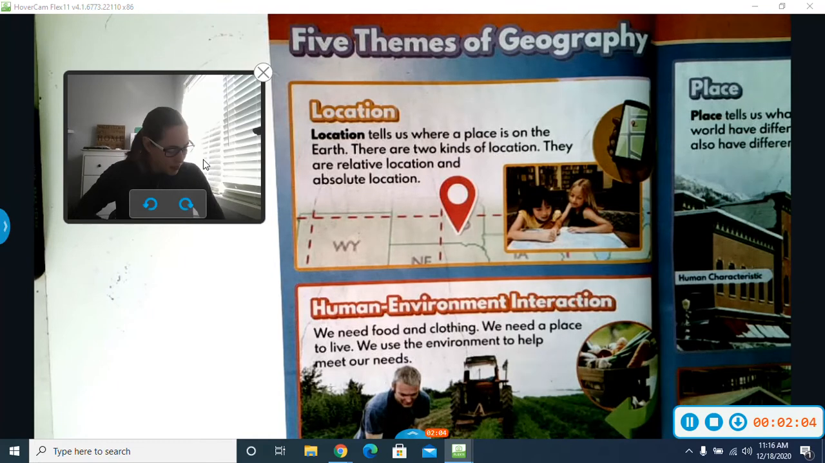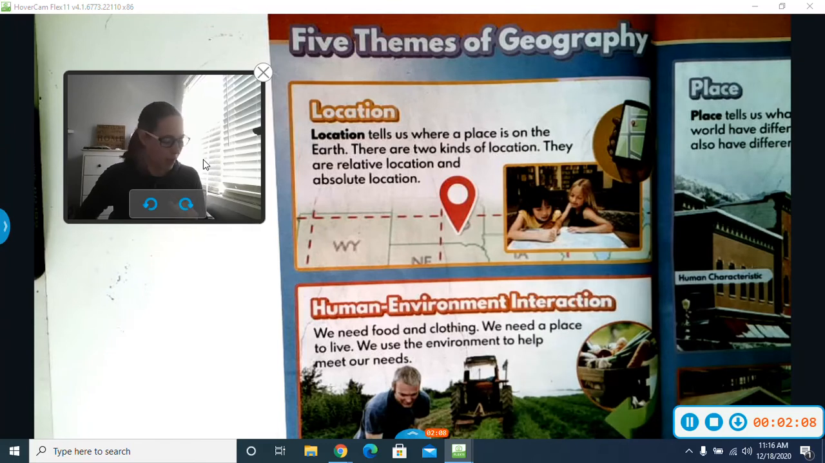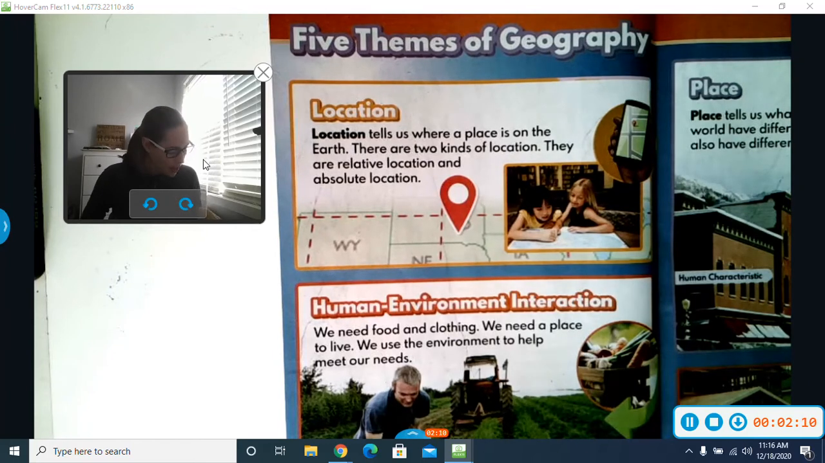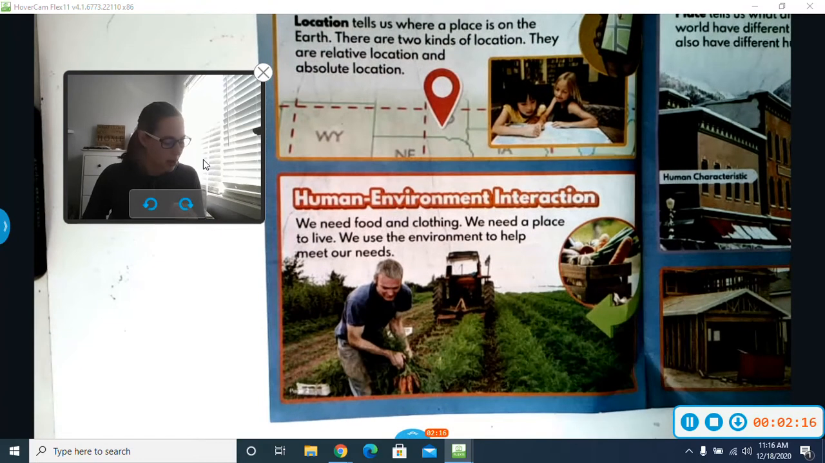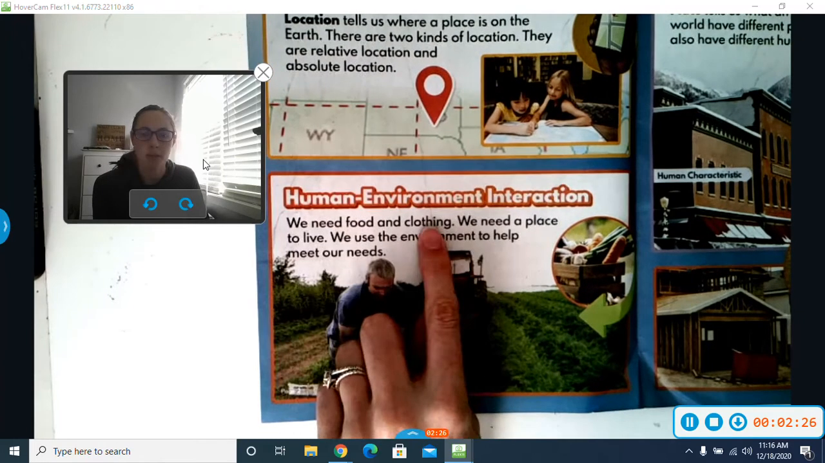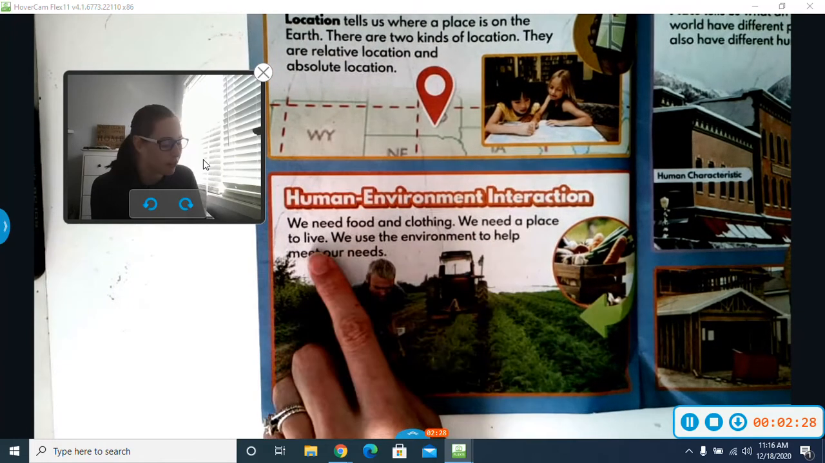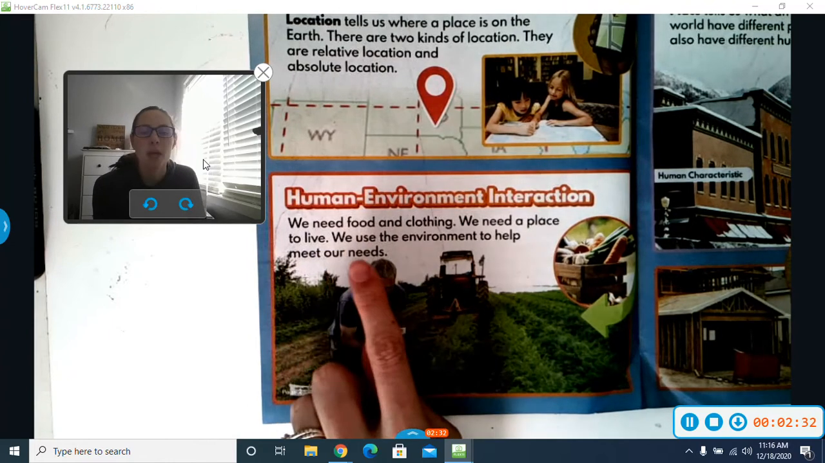Okay, next up is human-environment interaction. Okay, and you see a man here. What do you think this man's job is? Oh, there we go. What do you think this man's job is? He has some carrots in his hand. Looks like he's harvesting something. He must be a farmer, right? So it says, we need food and clothing. We need a place to live, and we use the environment to help meet our needs.